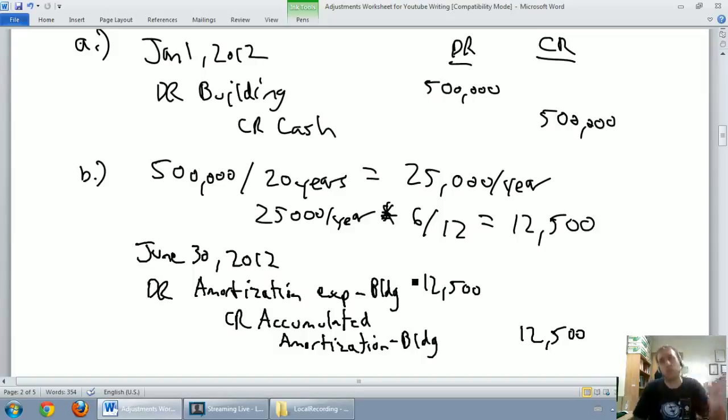It could be a building, equipment, a car, it doesn't matter. Always the same journal entry. Every single adjusting journal entry for amortization needs to look this way. Debit amortization expense, credit accumulated amortization. Again, if your text calls it depreciation, you'll say debit depreciation expense, credit accumulated depreciation. That's fine as well. So here we are. We've done our journal entry. We've done our adjustment beautifully, and we're basically done.